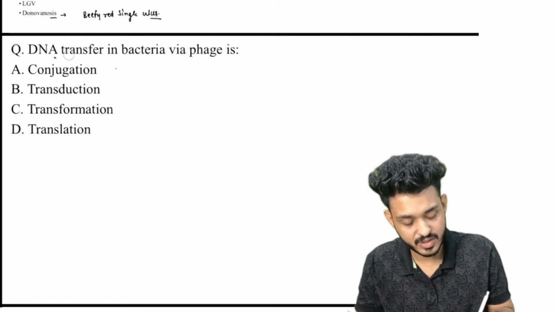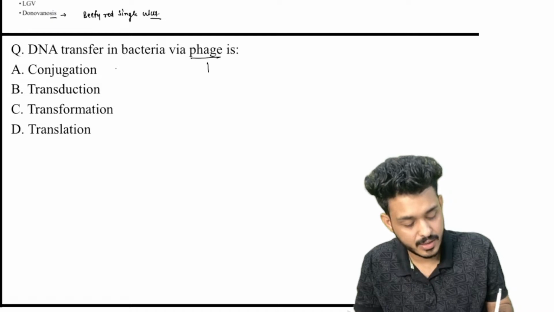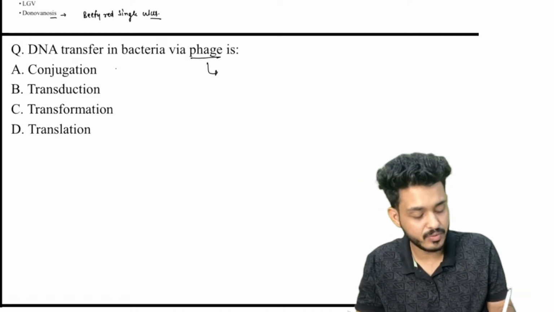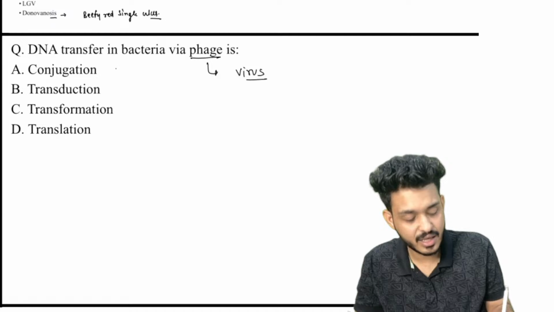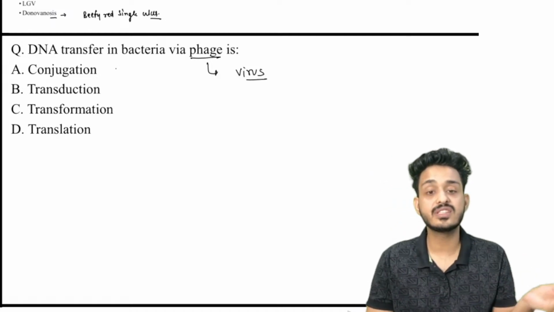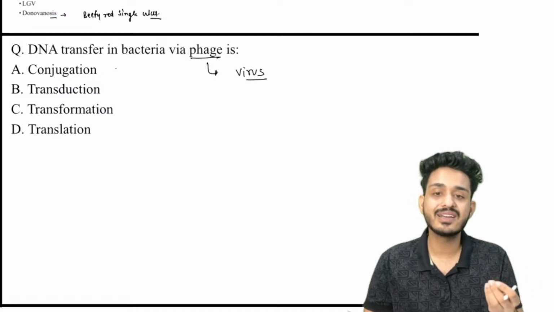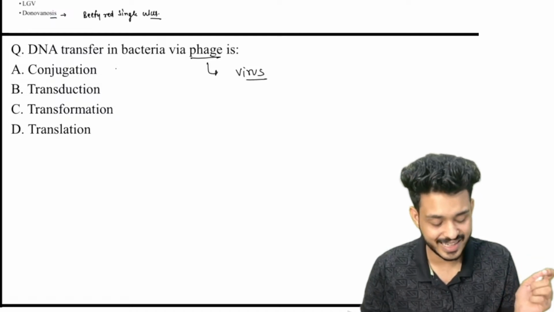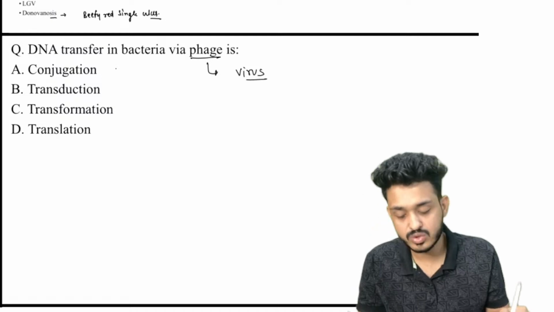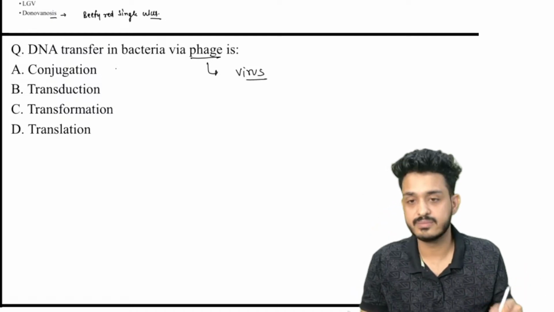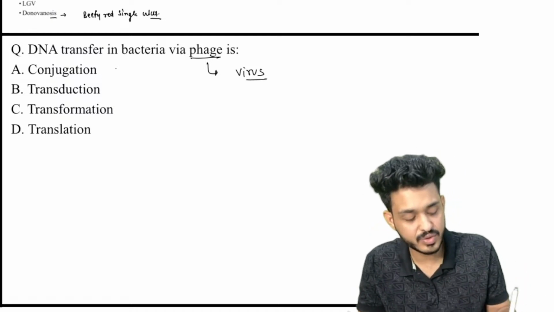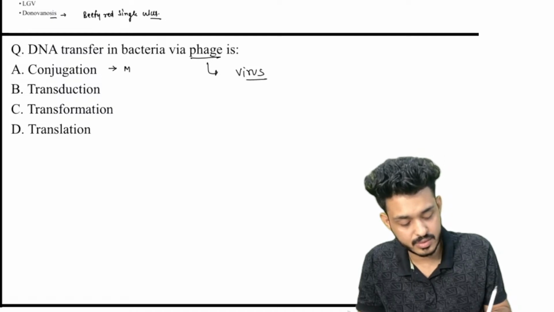First of all, try to answer what is a phage. A phage is a type of virus. It is a virus which infects bacteria. Viruses infect everyone, but the virus which infects bacteria is known as a phage. What is the most common method of transfer of resistance? The most common method is conjugation.